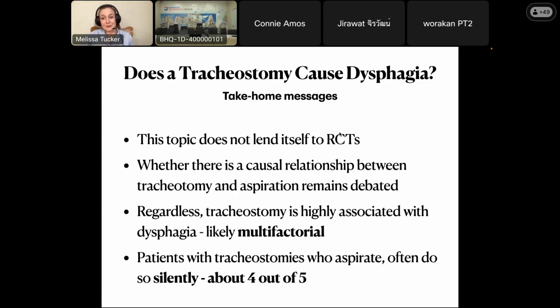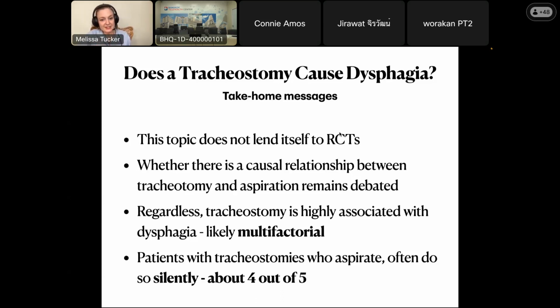I came across a few attempts at meta-analysis of this topic, and they looked at many articles and concluded that the patient populations and the methodologies were so varied that it was not possible to do a true statistical meta-analysis. So this topic remains debated. But regardless, as a clinician, we know that tracheostomy is highly associated with dysphagia, and it's likely multifactorial.